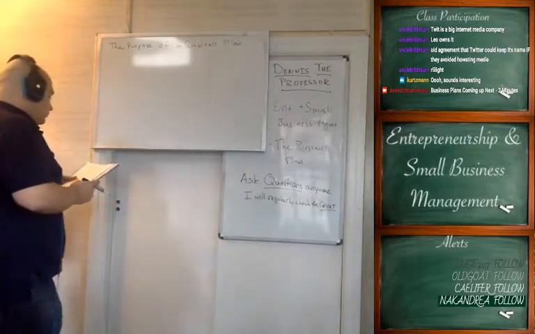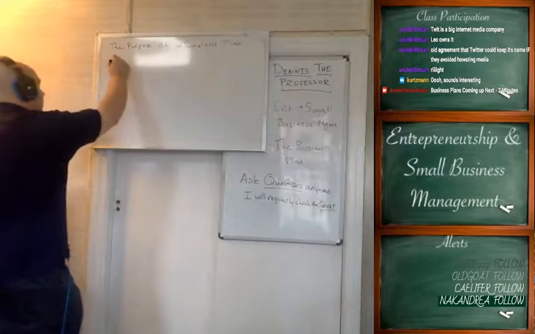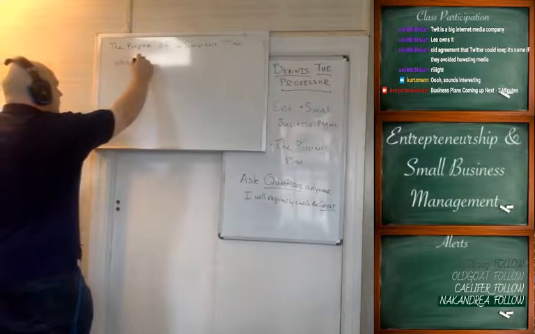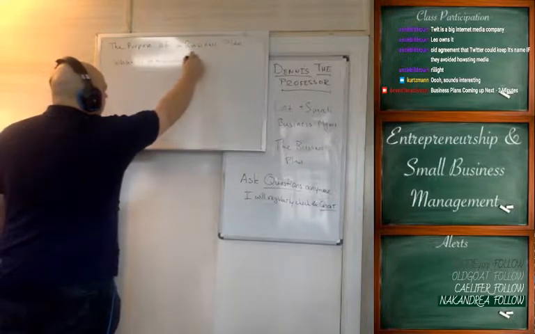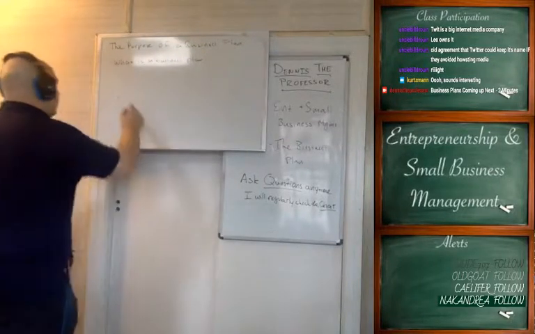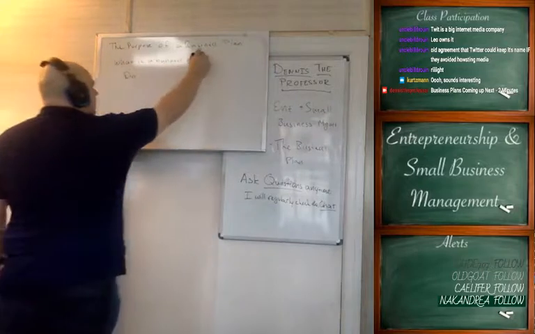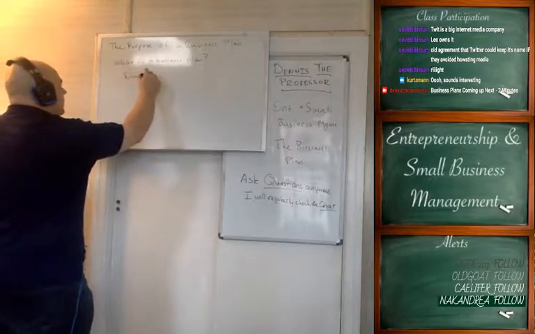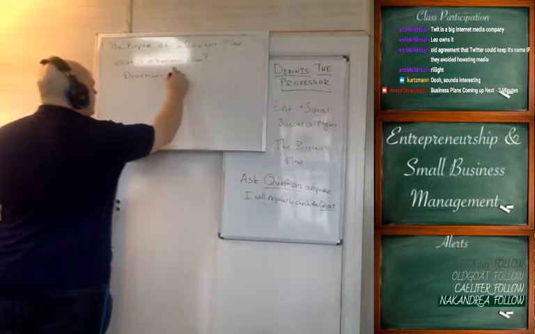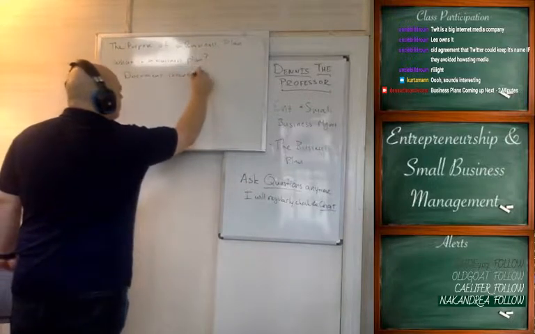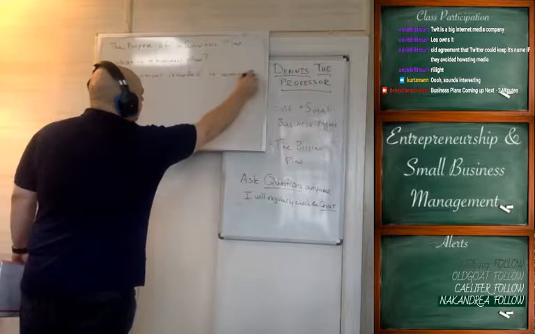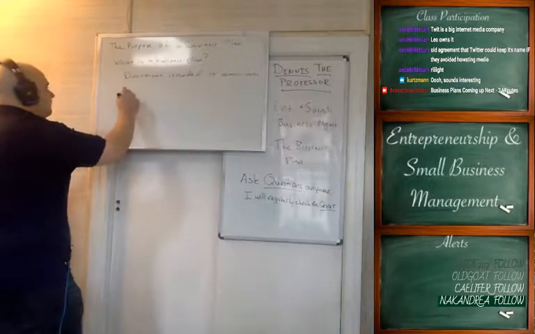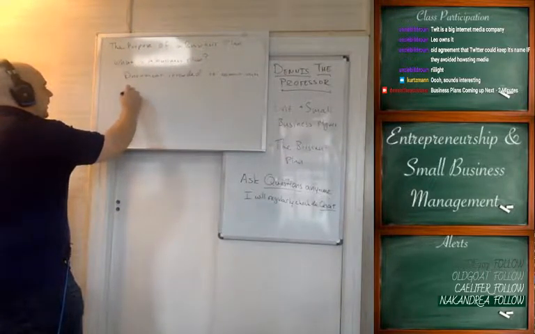So first off, what is a business plan? In short, this is a document intended to communicate your business idea, to communicate the following, right? So it's going to communicate where you are, right? So point A is where you are.